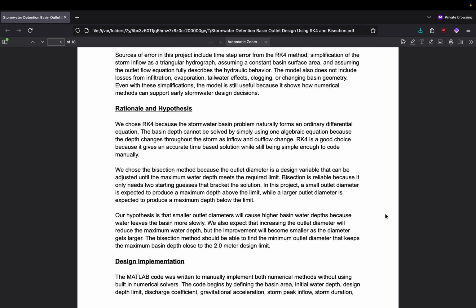For the MATLAB implementation, the code first defines the basin area, initial depth, design depth limit, discharge coefficient, gravity, peak inflow, storm duration, and time step. Then the code starts the bisection method using a lower diameter guess of 0.2 meters and an upper diameter guess of 0.8 meters. These guesses bracket the solution because the 0.2 meter diameter produced a maximum depth above 2 meters, while the 0.8 meter diameter produced a maximum depth below 2 meters.